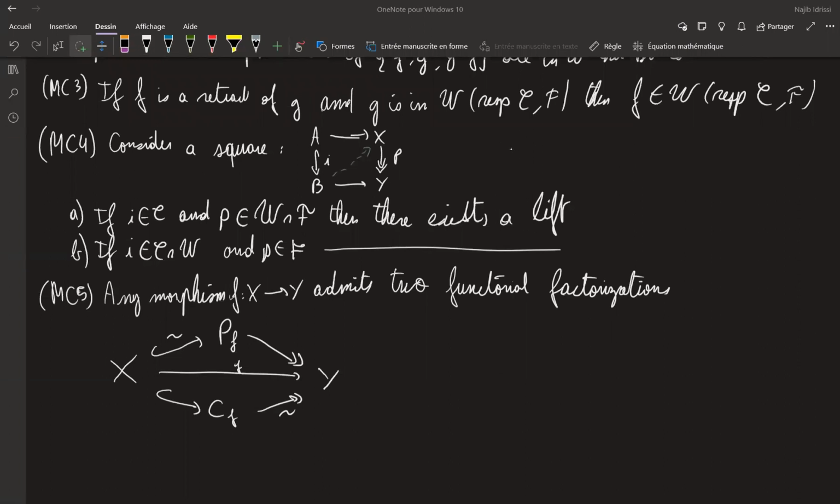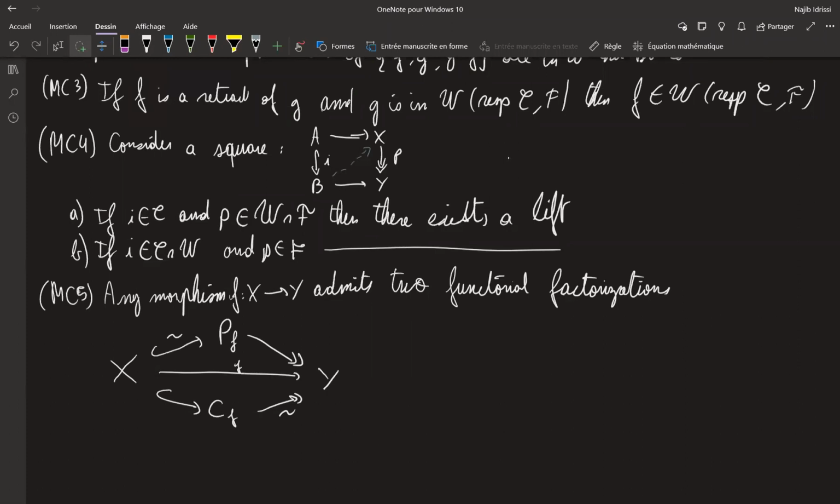Okay, so there is a question in the chat. What do you mean exactly by functoriality of a factorization in MC5? It seems to be important to prove that H0 of C is equivalent to H0 of CC.